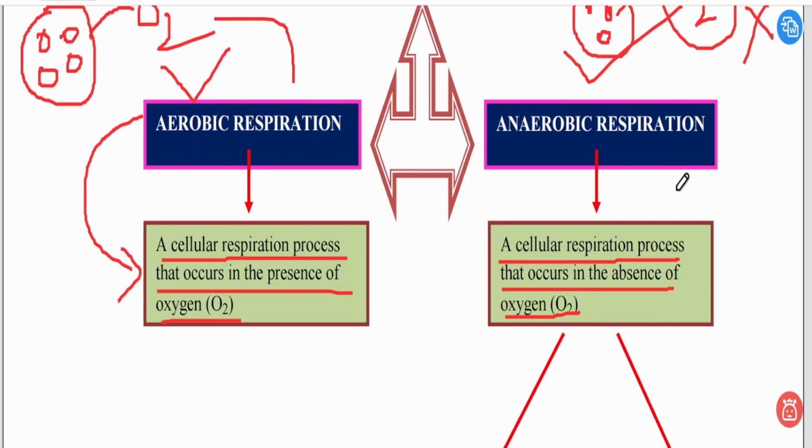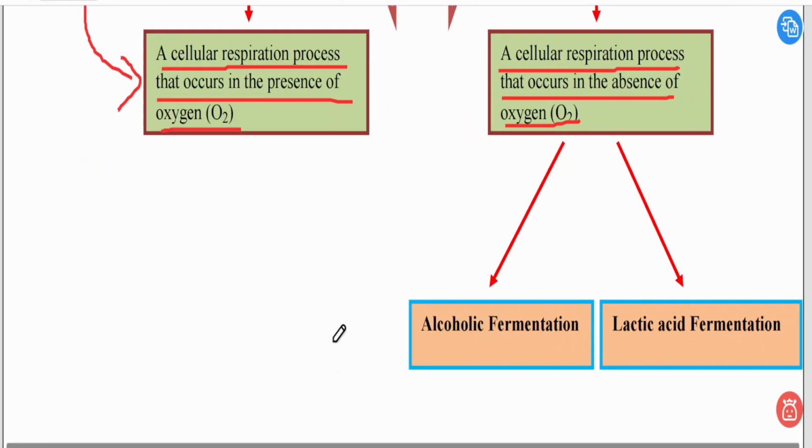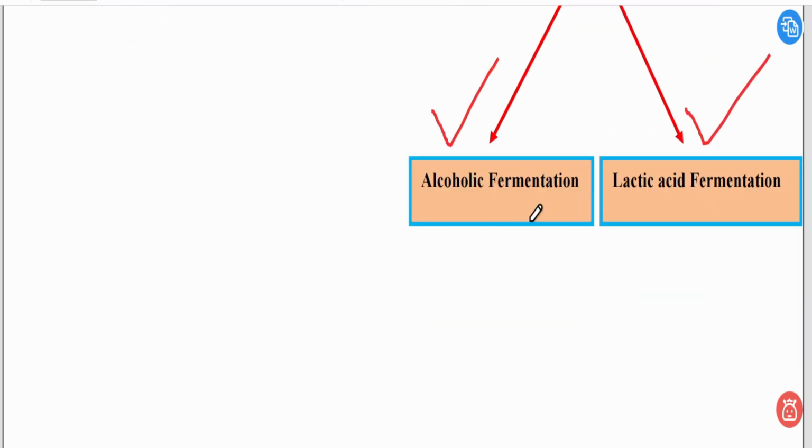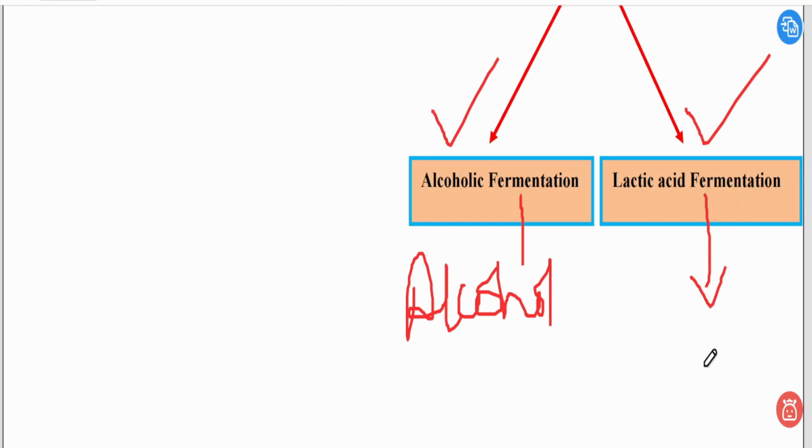Now, what are the types of anaerobic respiration? Anaerobic respiration is again divided into two types. One is alcoholic fermentation and another one is lactic acid fermentation. Alcoholic fermentation is the fermentation process where alcohol is being produced. We are going to study it later on. Then what is lactic acid fermentation? Lactic acid fermentation is the fermentation process where lactic acid is produced.